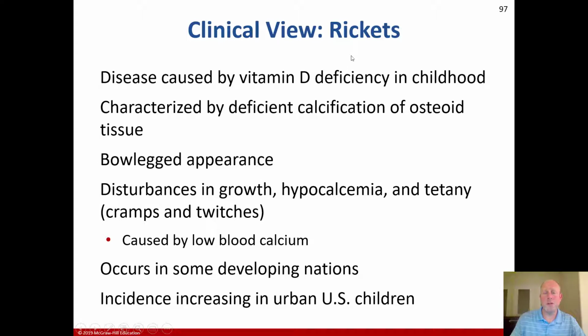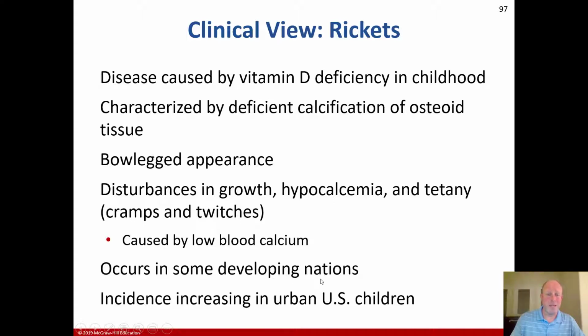A clinical view for a disease like rickets. It's a disease that's caused by a vitamin D deficiency in childhood. It's characterized by deficient calcification of osteoid tissue. Obviously, getting enough proper sunlight would play some role with that. Genetics, once again, will play a role as well. It can create a bow-legged appearance, and then there are also naturally disturbances in growth, hypocalcemia, and tetany, which results in cramps and twitches. It's caused by low blood calcium.